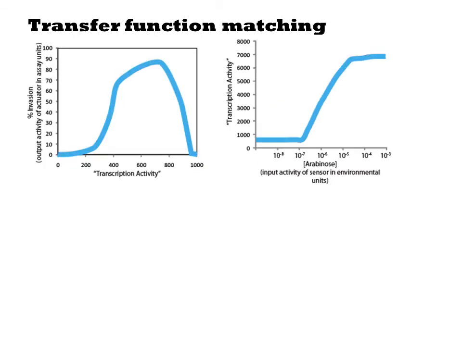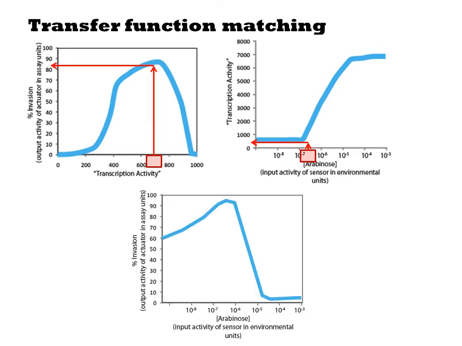We can infer the response of this system by merging these two transfer functions together. Suppose we grow the bacteria at 10 to the minus 5th molar arabinose. We would expect a transcriptional output around 700 for this rate. 700 transcripts puts us fairly close to the optimal invasiveness. If we do this analysis for all concentrations of arabinose, we can predict the transfer function for invasin as a function of input arabinose concentration.